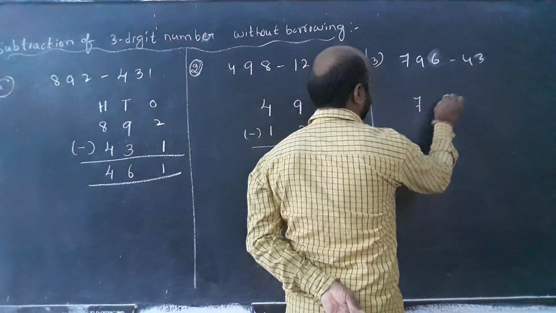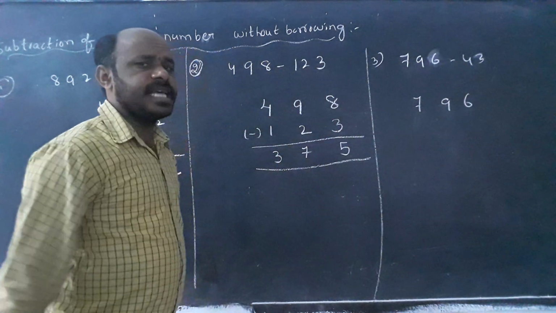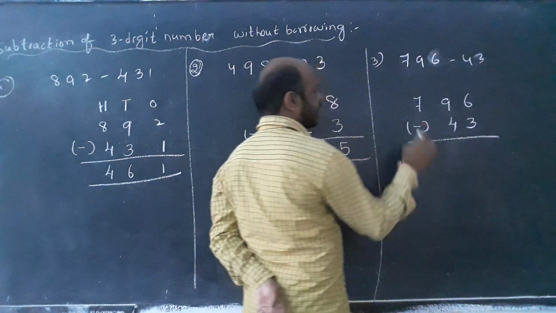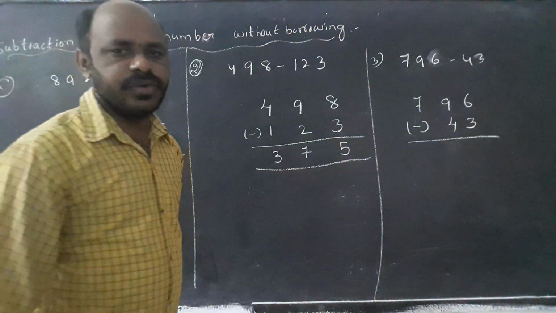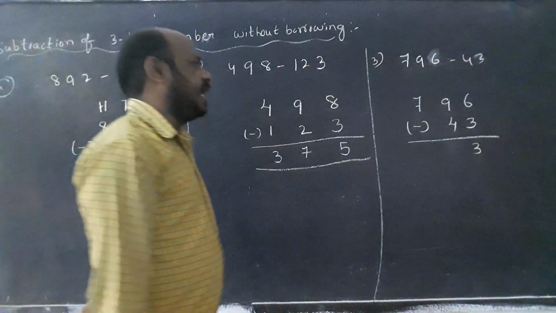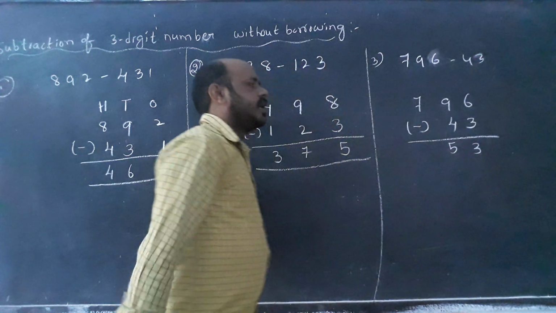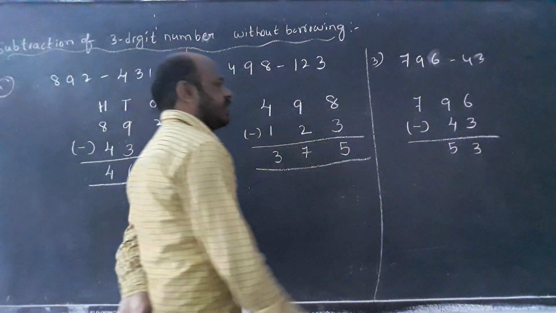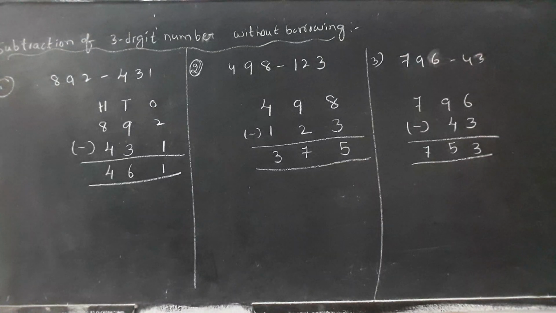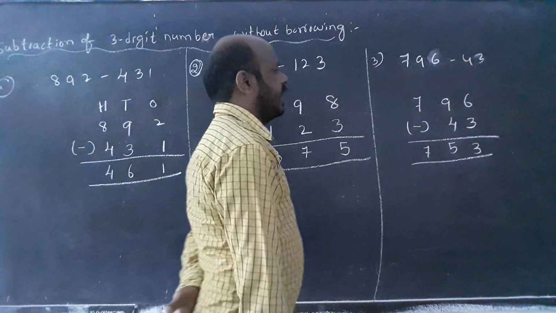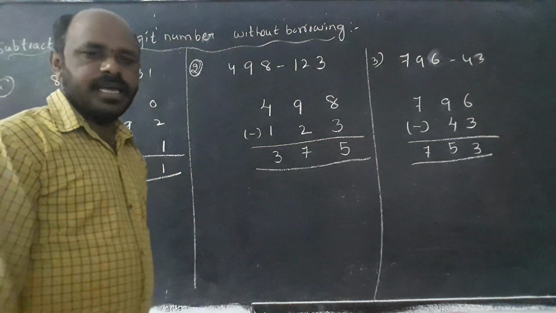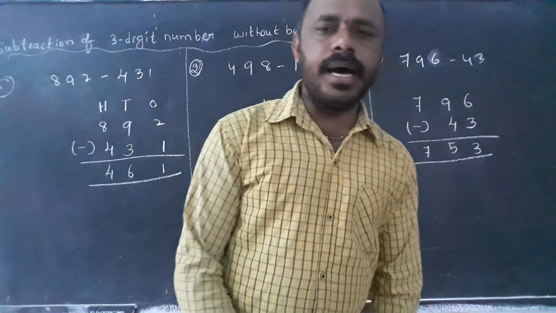Here 796, then 43 has ones place 3 and tens place 4. The hundreds place is not there; if you keep 0 it is fine, otherwise you can leave it blank. 6 minus 3 is 3. 9 minus 4 is 5. For 7, there is no number to subtract, so you can write it directly. So the difference between 796 and 43 is 753. Isn't it, children? This is how to do the subtraction.